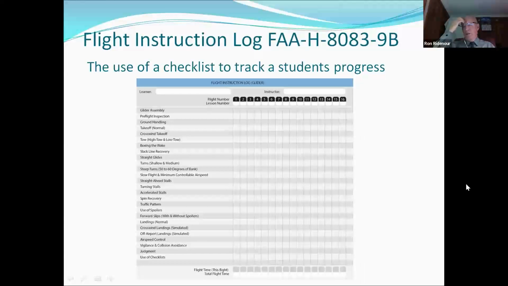And I've used a numbering system of just 1 to 5. A 1 is an indication that the instructor has introduced that maneuver or procedure to the learner. A 2 would be that the learner is accomplishing that procedure or maneuver, but under the direction of the instructor. In other words, they're not quite ready to accomplish it on their own. A 3 would be that they're able to accomplish it on their own and well enough to solo on that particular maneuver or procedure.